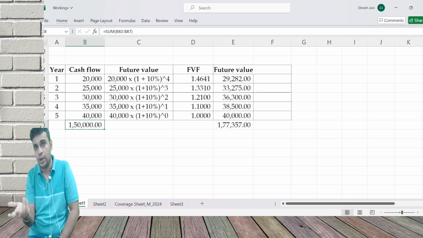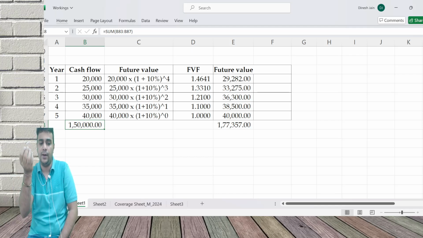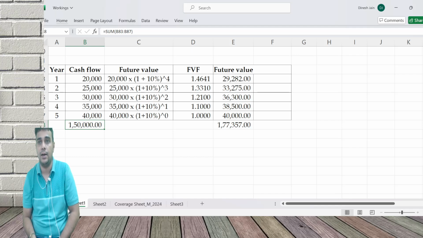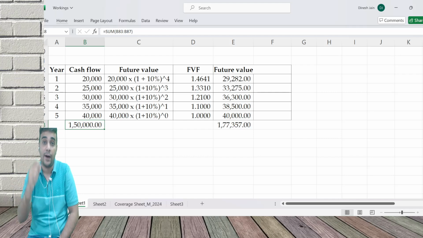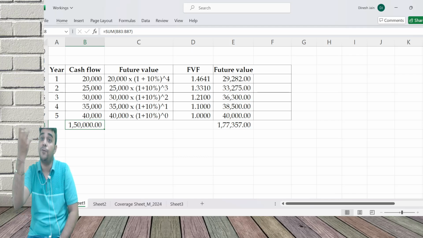You can do compounding if you want to value it at the end. So for example, somebody is saying I'll give you 20, 25, 30, 35, 40. Instead of that, I'll give you a single amount today, then I'll calculate the present value. Or I'll give you a single amount at the end of 5 years, and I'll calculate the future value. It said at the end of 5 years. Maybe at the end of 10 years I want to calculate.